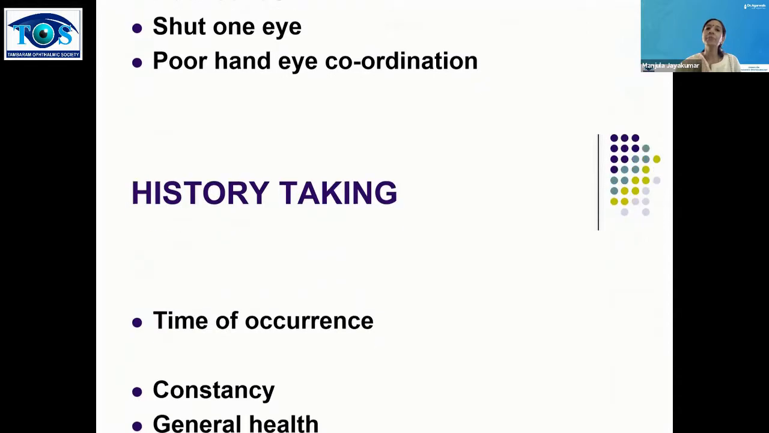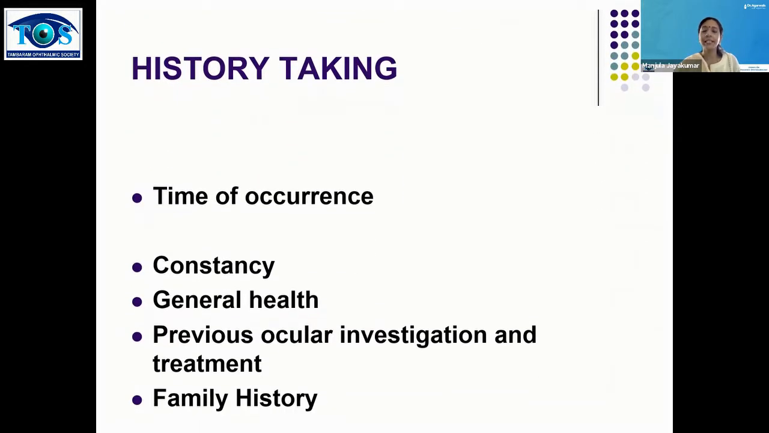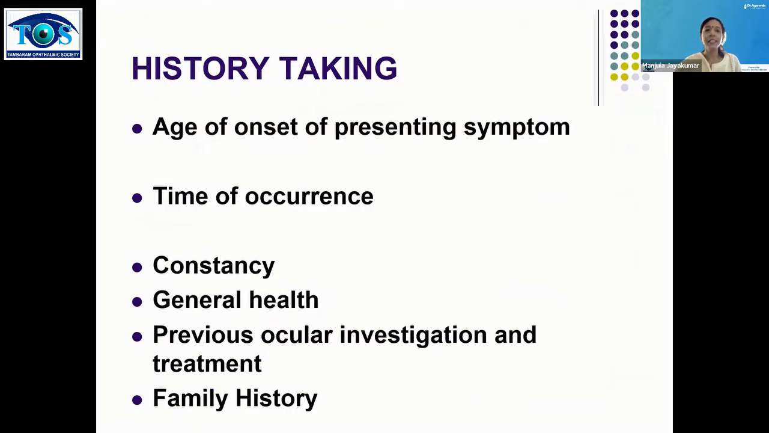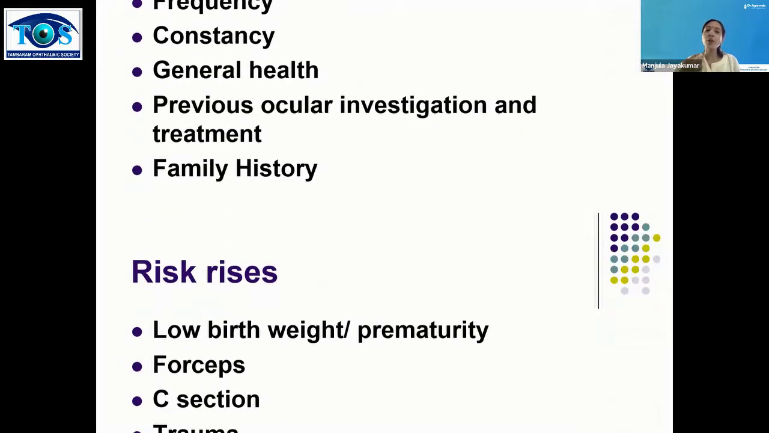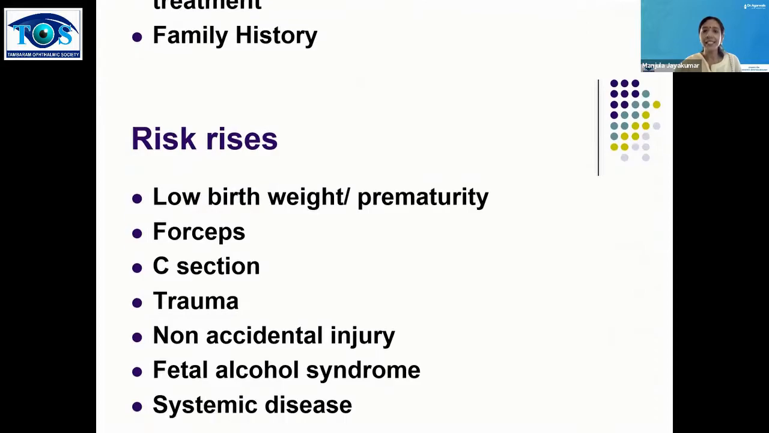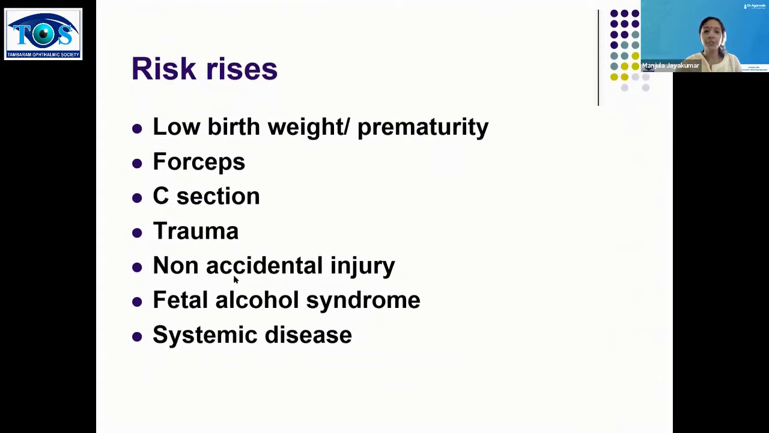What are the important things in history taking that you need to ask? The first is the age of onset of the presenting symptom, the speed at which the symptoms present, and the frequency at which they occur, apart from the other things I have put in this slide. The risk of binocular vision problems increases when you have birth issues in the child, trauma which can be accidental or non-accidental, and systemic diseases.